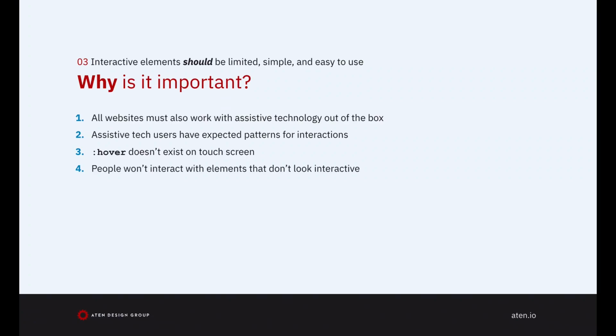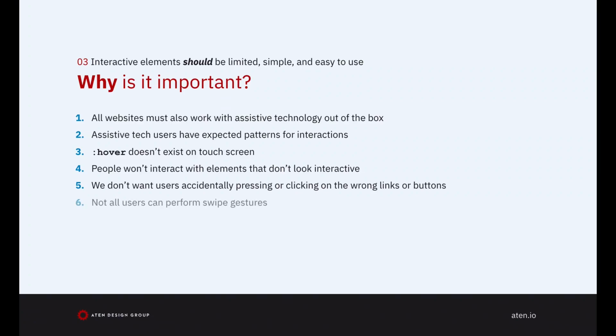And people won't interact with elements that don't look interactive. It's pretty common knowledge there. We don't want users accidentally pressing or clicking the wrong links or buttons. If anyone has my issue, I'm doing that on my phone all the time. So just make sure it works for my fat thumbs as well. Not all users can perform swipe gestures, so we need to make sure it's simple and we have alternatives there.